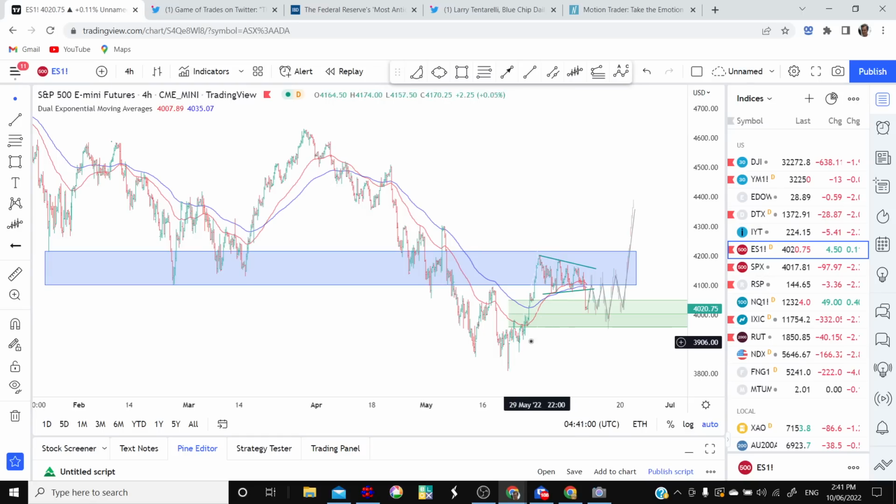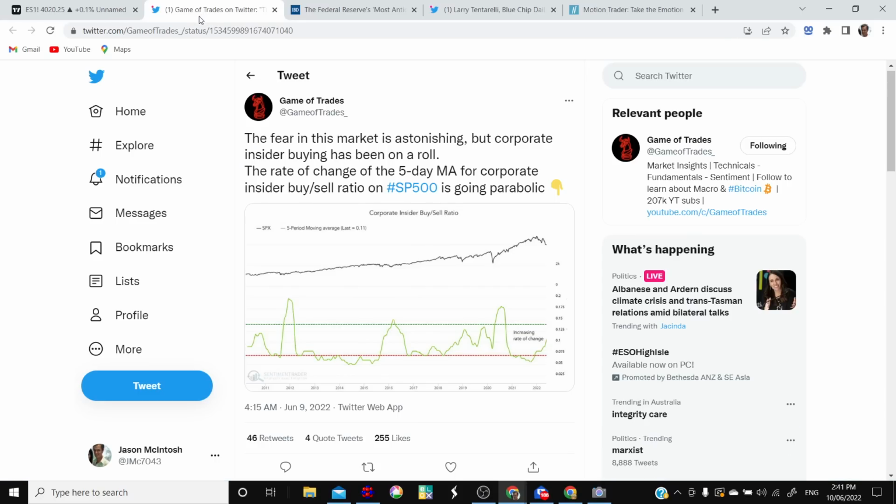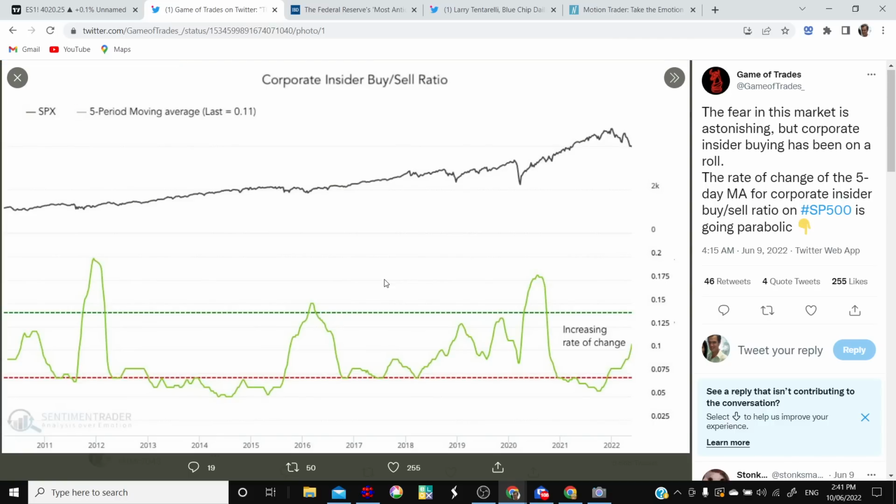Now, I saw an interesting graph through the week that came up on my Twitter feed, and it's this one here, which shows the ratio of corporate insider buying to selling. And what we can see here is that we're seeing an increase in the rate of buying versus selling from insiders.